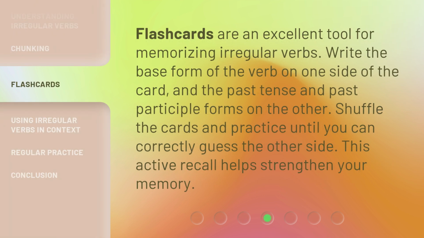Flashcards are an excellent tool for memorizing irregular verbs. Write the base form of the verb on one side of the card, and the past tense and past participle forms on the other. Shuffle the cards and practice until you can correctly guess the other side. This active recall helps strengthen your memory.